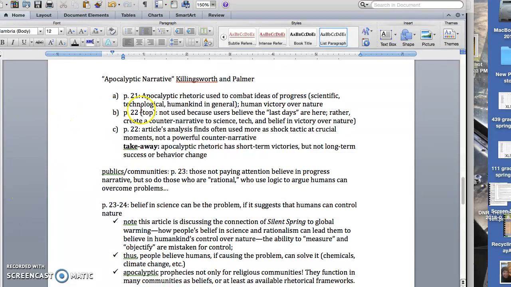So we can just go to A here on page 21. What do we find? Apocalyptic rhetoric is used to combat ideas of progress, right? So if we can maybe move on to B first. Apocalyptic rhetoric isn't used by groups of people that believe the last days are here and the world is about to end. Rather, it's used to create, and we just saw this in Lear, a counter-narrative to the science tech industry's belief in our victory over nature, and maybe people's general belief in victory over nature, that we can control all of this. And so apocalyptic rhetoric is sort of a scare tactic, or better yet, a counter-narrative to combat ideas of progress, that science can't save us all the time. We need to be careful with science. And so that's what it was used for typically.